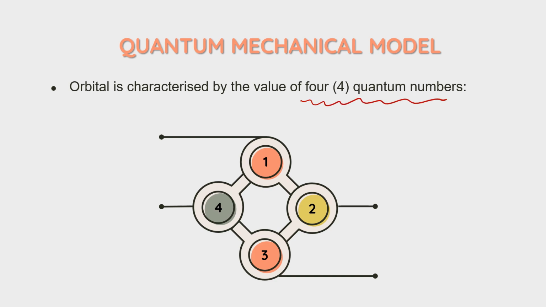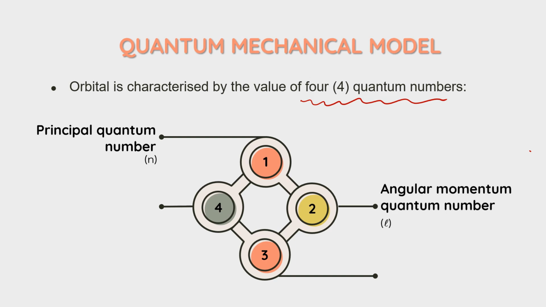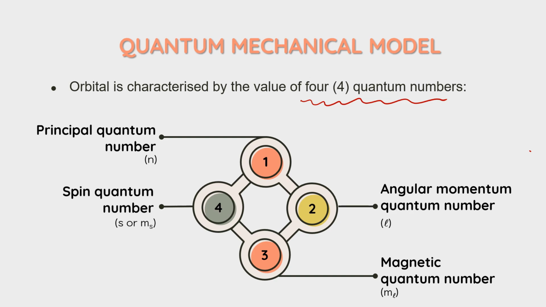These four quantum numbers will help us to identify the possible region where there is high probability of finding the electron. So 4 quantum number ini akan membantu kita untuk mencari di manakah lokasi-lokasi di dalam atom where we could probably jumpa elektron dengan kebarangkalian yang tinggi. So these four quantum numbers are the principal quantum number n, angular momentum quantum number l, magnetic quantum number ml, and spin quantum number s or ms.